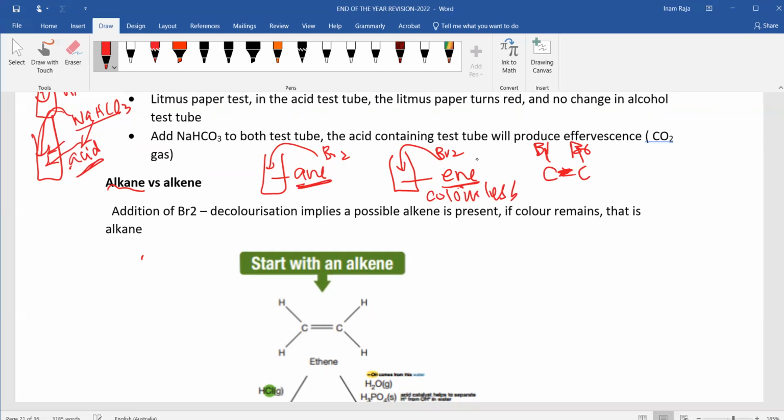If it is alkane, alkane is already saturated, you add bromine, bromine will just remain there as a brown color. So you add bromine, decolorization or the color disappearing means alkene is present. If the color remains, it is alkane.